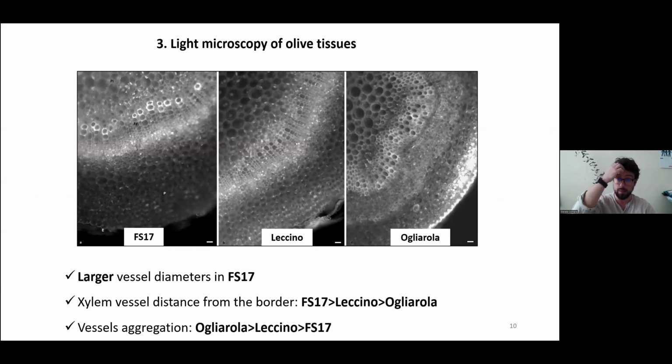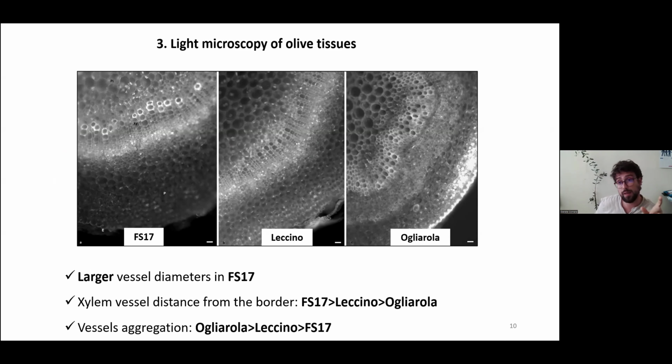We did light microscopy, and then we calculated data related to the vessel diameter, the xylem vessel aggregation, and also the xylem vessel depth. Looking at this data, we observed that the xylem anatomy did not explain the EPG data that we got. Basically, the xylem vessel diameter, for example, was not statistically different between the Oliarola variety and the bacterium-resistant Lecino variety. So the two varieties have opposite xylem ingestion trends: the longest on Oliarola, the shortest on Lecino.